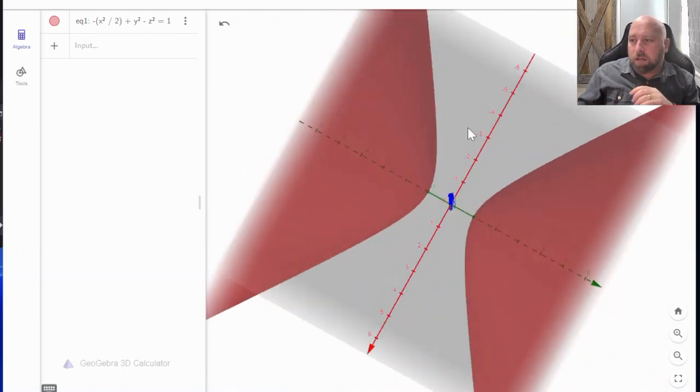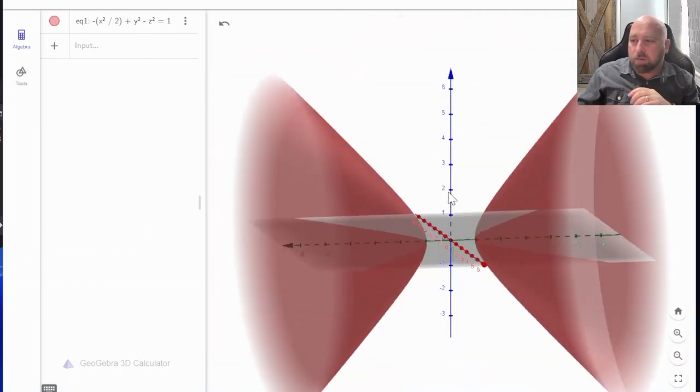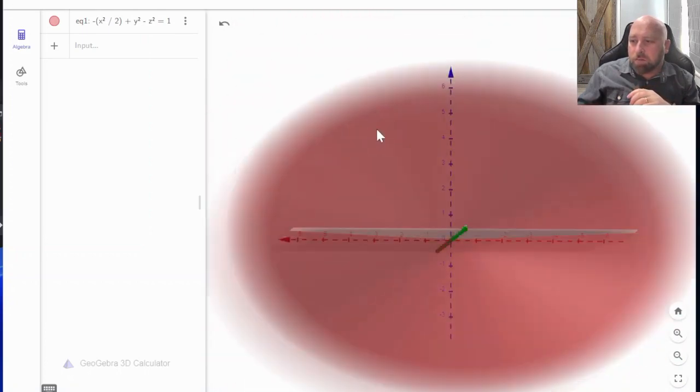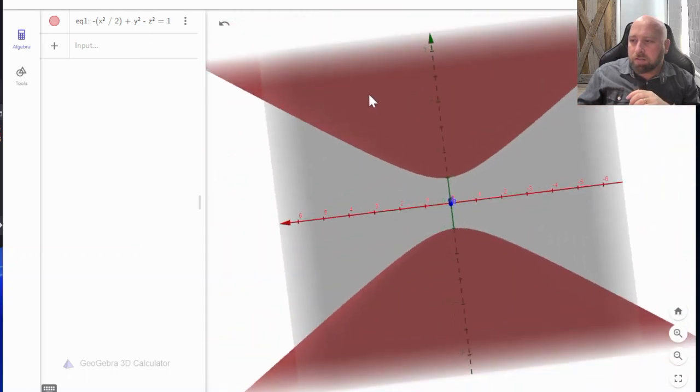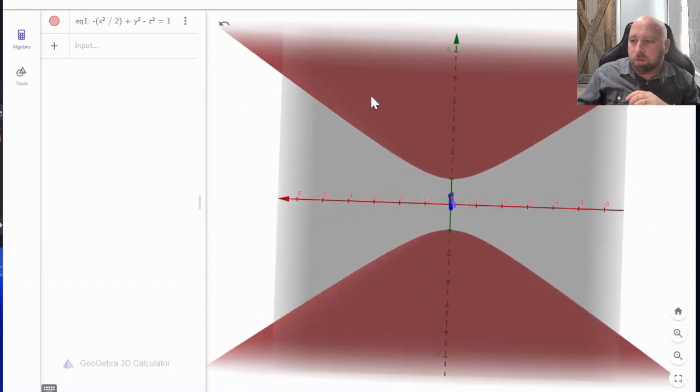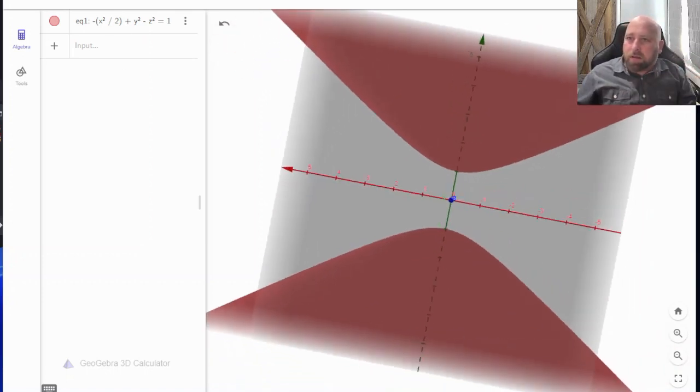This is what we're looking at, and it's exactly what we thought it was, right? So let me try to rotate this so you can see it, so it looks like the one in your book. And so there you go. There's the hyperboloid of 2 sheets. This comes down. And so there you go. That's what it looks like when you graph it out.